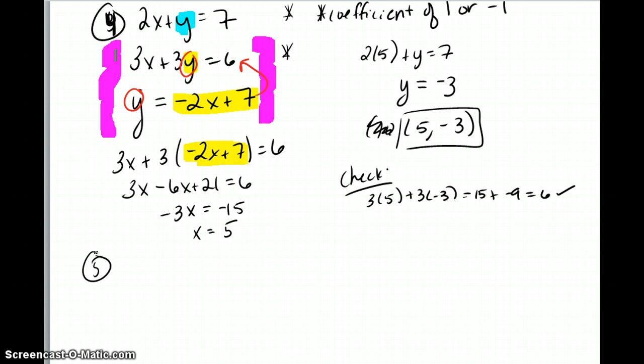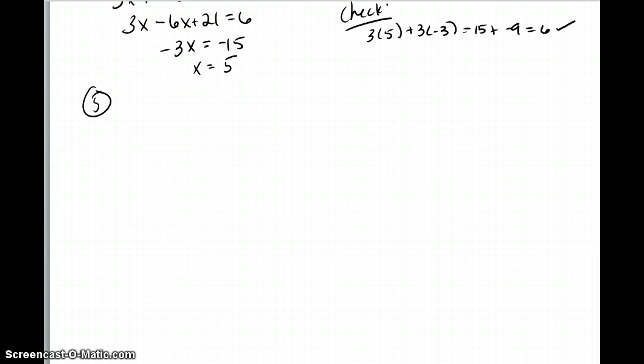All right, just a couple more. Number 5, we have negative 2x plus 2y equals 4, and x minus 2y equals 10. Now, you don't have to look for the coefficient of 1 or negative 1, but what happens when you get a fraction? I know how much you all love doing fractions, so it's just nicer to look for the one that has a coefficient of 1 or negative 1, regardless if it's the x or the y.